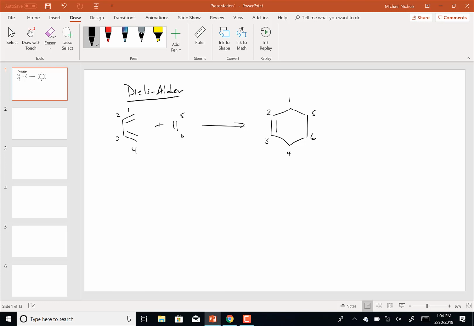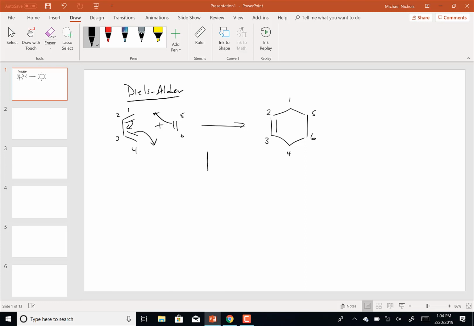So, in terms of the electron movements, we can take the double bond between 1 and 2 and move it to 3, the bond between 3 and 4 to form the 4-6 single bond, and then between 5 and 6 to form the 1-5 single bond. The arrows can go in different ways, since basically everything occurs at the same time, it doesn't matter which way the arrows go.